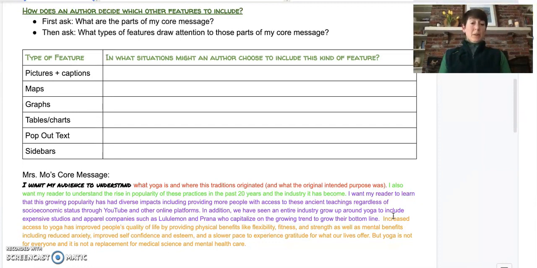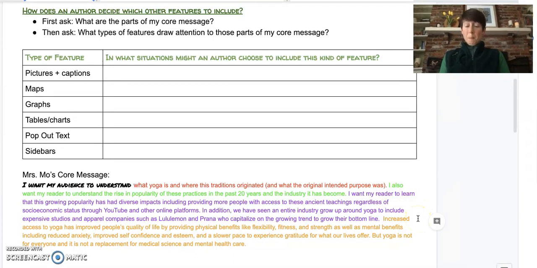We've looked at articles that all of them really have pictures and captions, so we should probably have one of those. Some have maps, graphs, tables and charts, pop-out text, sidebars if you feel like you need to give some more information. So again, we know that features are there to anchor the reader in the core message, to bring the reader back to what's the most important thing to focus on. So you really want to make sure you've got features that line up with all the parts of your core message.